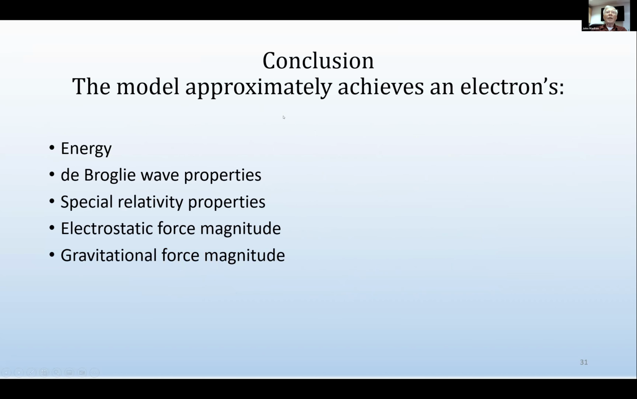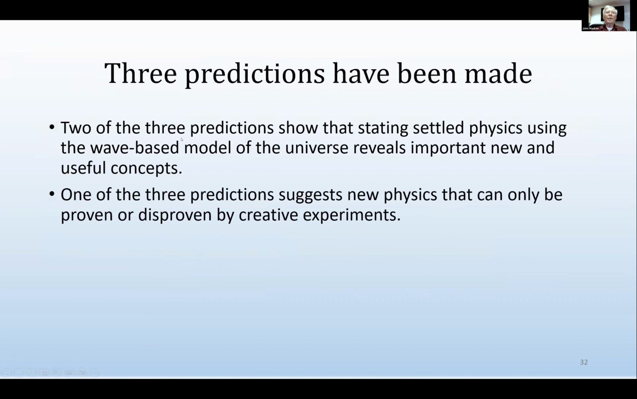So the conclusion is the model approximately achieves an electron's energy, de Broglie wave properties, special relativity properties, electrostatic force magnitude, and gravitational force magnitude. There were 3 predictions. Two of the 3 predictions show how settled physics, using the wave-based model of the universe, reveals important new and useful concepts. The last prediction suggests new physics, and that can only be proven or disproven by experiments. So I'm finished. Thank you.